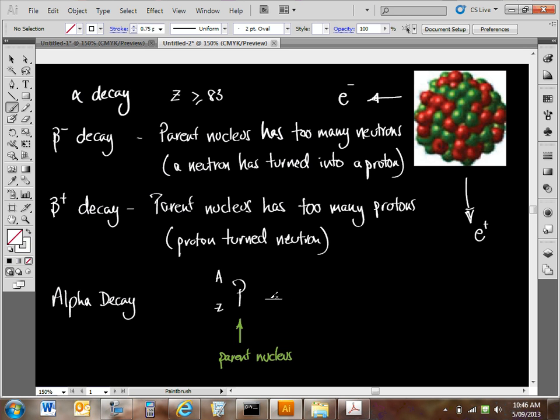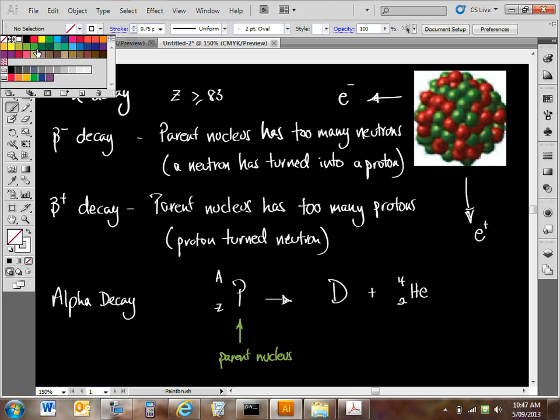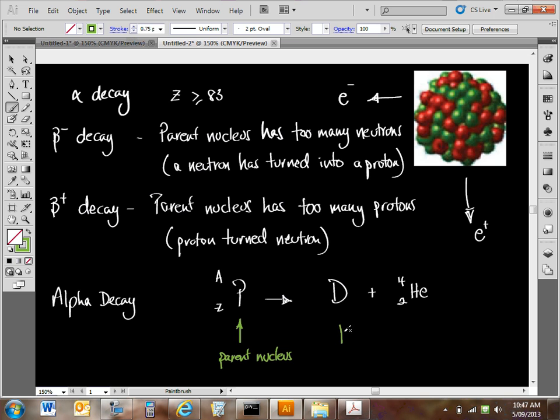Decays. We've known this arrow means a chemical reaction. In this case, we're talking about a nuclear reaction. Decays to form a daughter nucleus plus a helium nucleus, an alpha particle. So this is the daughter nucleus.